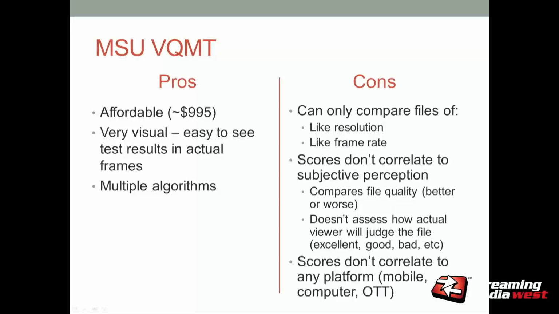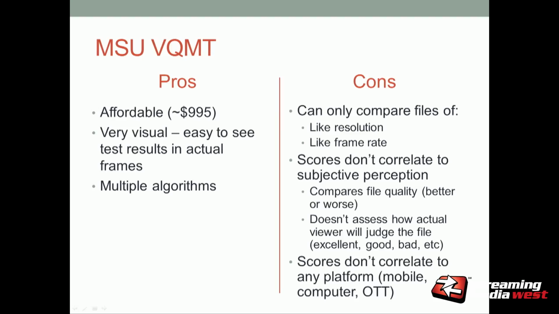So pros and cons for this tool, and we'll see it in action throughout the course of the presentation. It's affordable. It costs $9.95. It's very visual. Again, you can very easily see the issues that it's telling you you're going to see, and it has multiple algorithms. Some of the deficits are I can only compare files of like resolution and like frame rate. So if you encode a 1080p file to 640 by 360, you can't compare those files in this tool. If you want to compare a 640-360 file, you have to create a source file at that resolution and use that to compare it to.